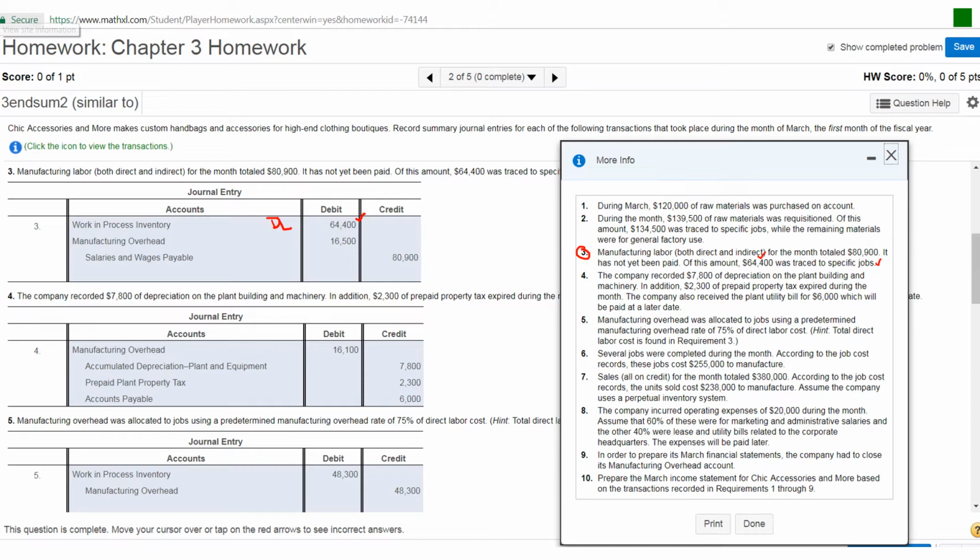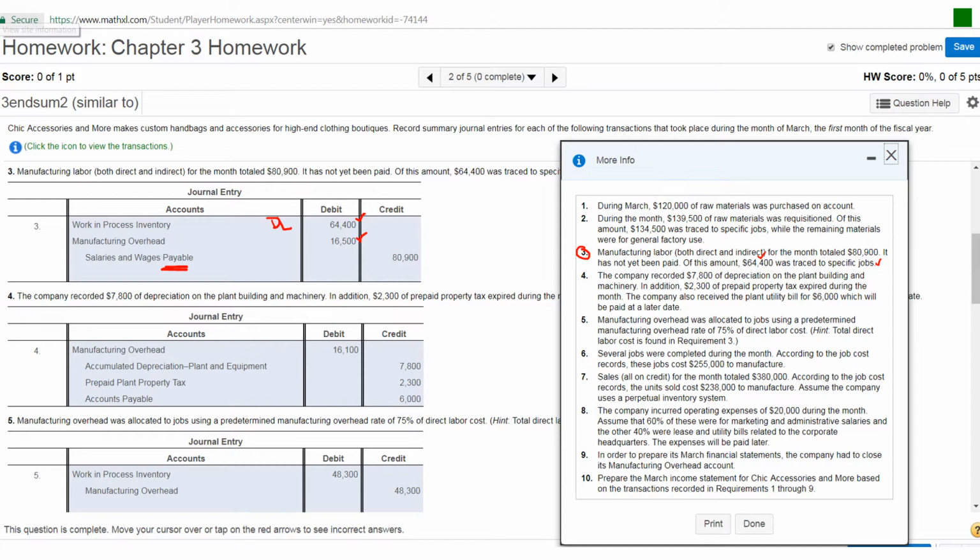The actual overhead, the indirect labor, goes to overhead. So you get the debit there of 16,005, and then it says of the 80,900 you have not paid for it yet. So you're going to basically put that into a payable. So you're going to put that into salaries and wages payable.